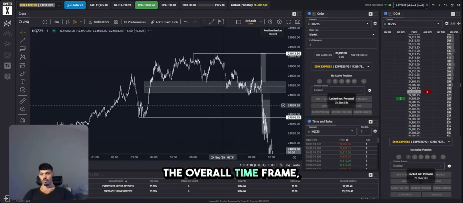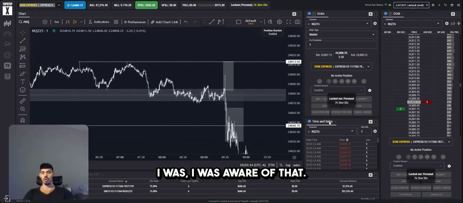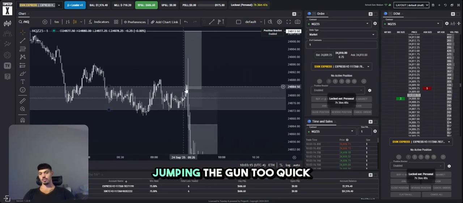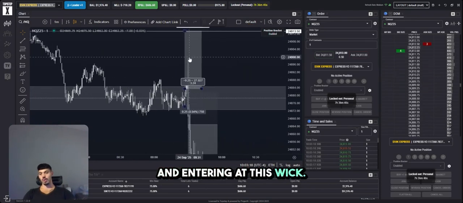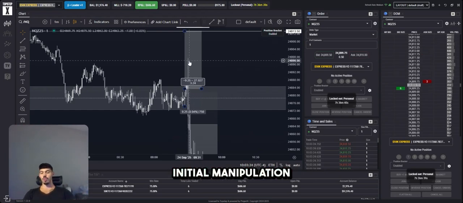Okay, the overall time frame is no longer bullish, so I was like, okay, that could happen. I was aware of that. My mistake was, as I said, jumping the gun too quick and entering at this wick. Okay, I should moving forward always wait for at least 9:31. Wait for the first initial manipulation right at opening, that crazy breakout, to just happen.